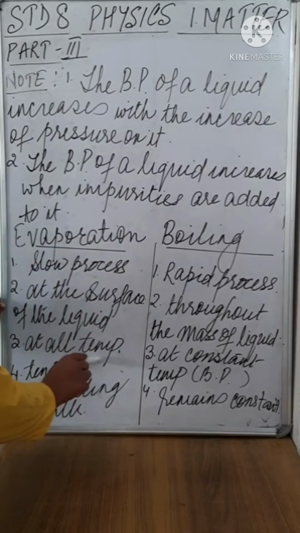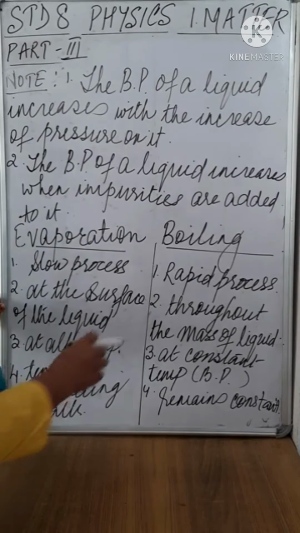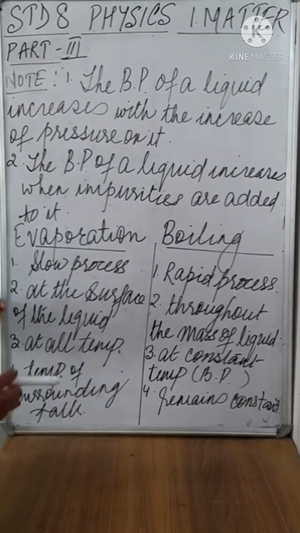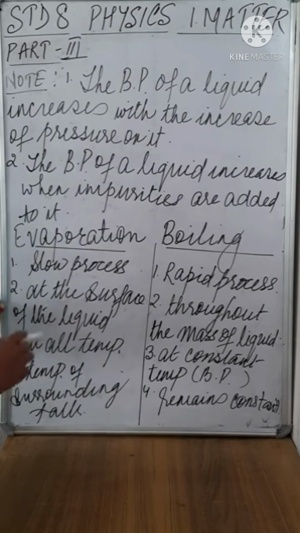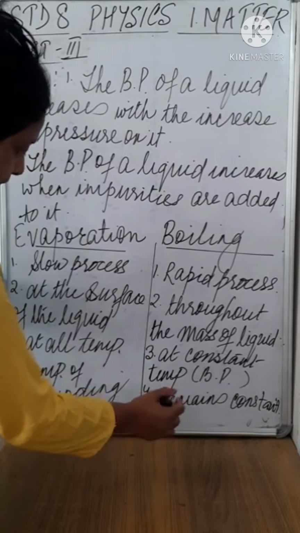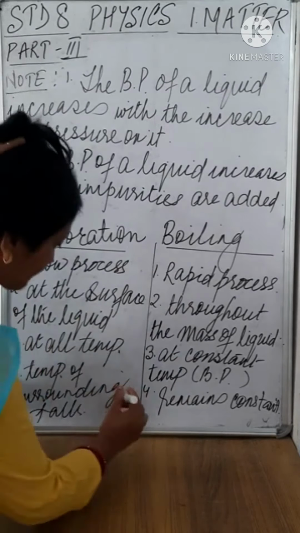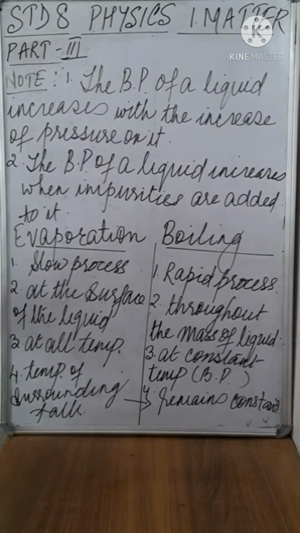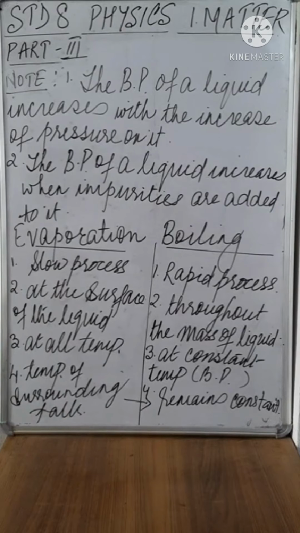Evaporation takes place at all temperatures. Temperature is not fixed, whereas boiling takes place at a constant temperature and it is called its boiling point. When evaporation takes place, the temperature of the surroundings falls because it takes heat from the surroundings, whereas in case of boiling, the temperature of the surroundings remains constant.